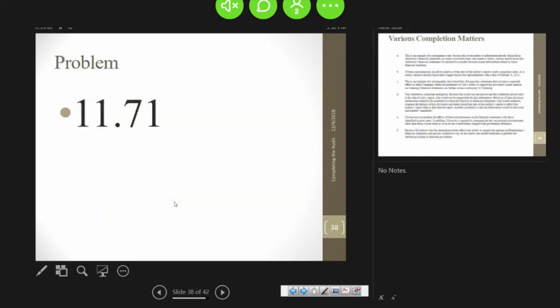So let's look at one more problem before the break, which basically summarizes what we talked about during the completion phase. So it's problem 1171, which is on page 537 to 538.